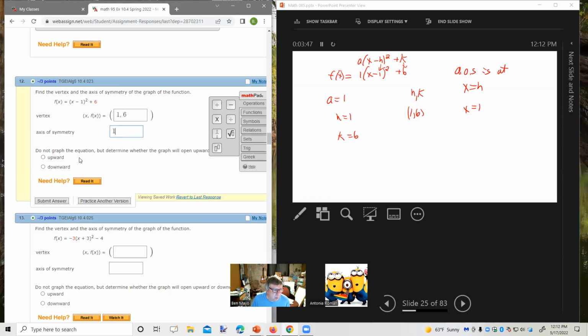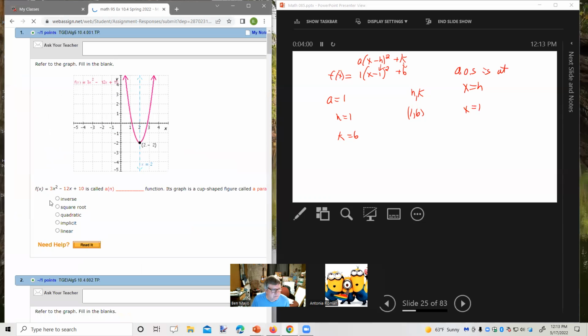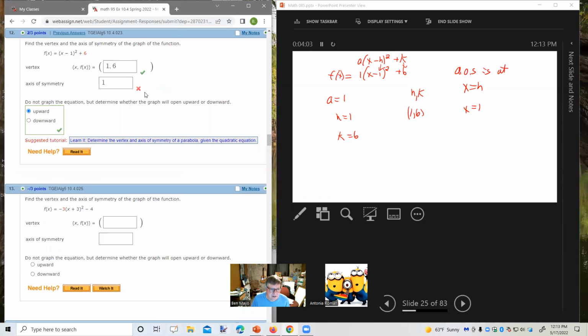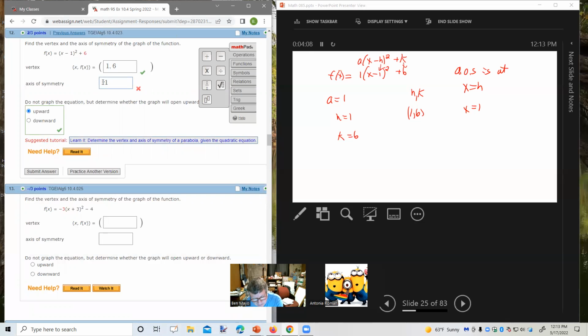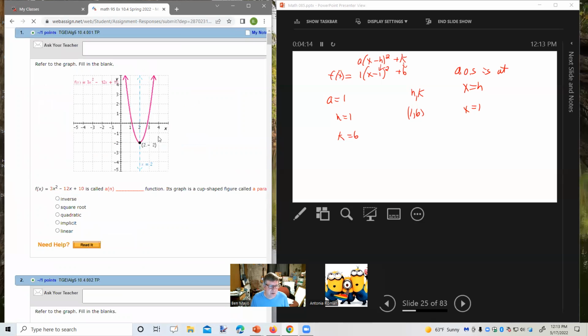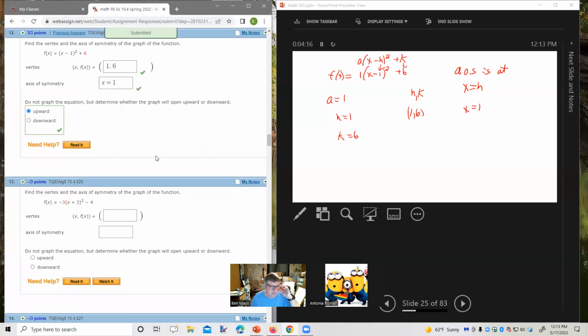All right, A is 1. So the parabola opens upwards or downwards? Up. Okay. So let's see what it says. Oh, it says that's wrong. What's wrong with it? It has to be x equals the number. I can almost guarantee you that half the people will miss that problem or problems like that on the test because they forget. So axis of symmetry is an equation of a vertical line, x equals some number.